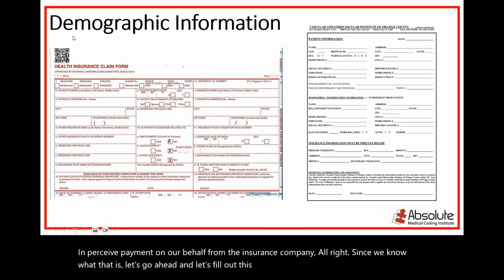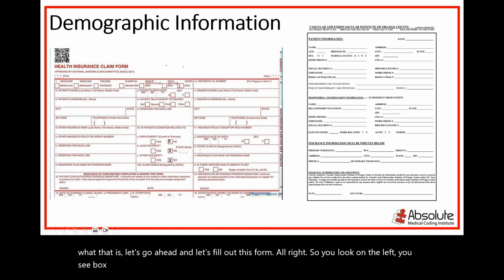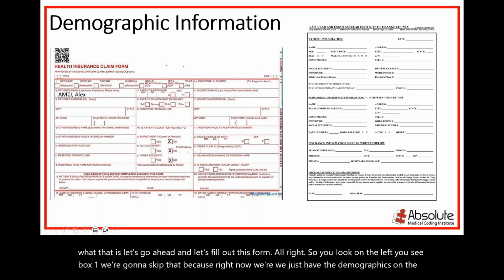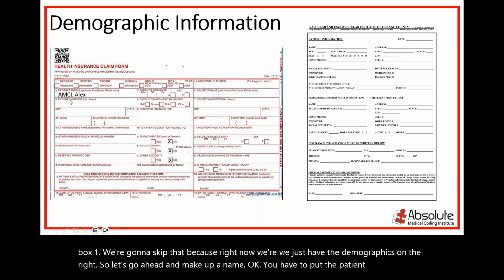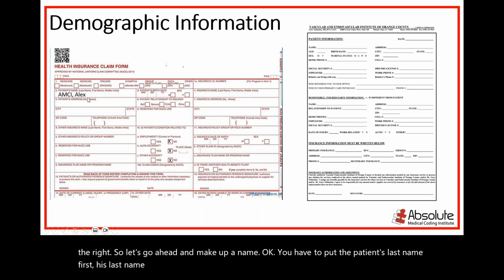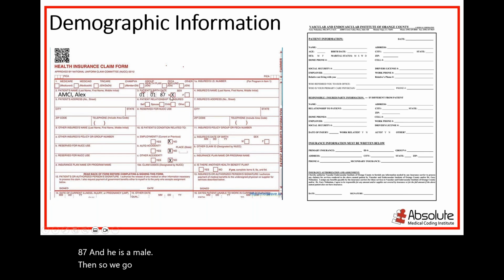All right, so you look on the left, you see box 1. We're going to skip that because right now we just have the demographics on the right. So let's go ahead and make up a name. Okay, you have to put the patient's last name first. His last name is AMCI, first name Alex. Patient's birthday, 1187, and he is a male. Then, so we go from 2 to 3.